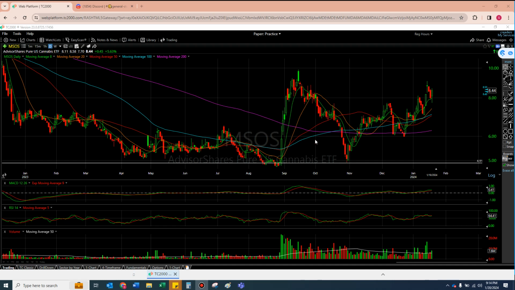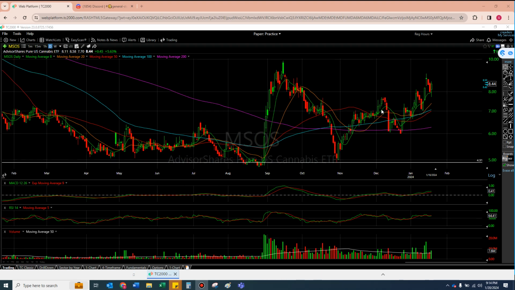Obviously, MSOS is the ETF, right? So this is a combination of all of the multi-state operators. Obviously, a lot of this has to do with just what's going on in the news and really what's going on in the year. I genuinely believe 2024 is going to be an important year for weed. It's less about getting more news. I think it's actually going to get more positive news, you know what I mean? And yeah, we'll see what happens with it.